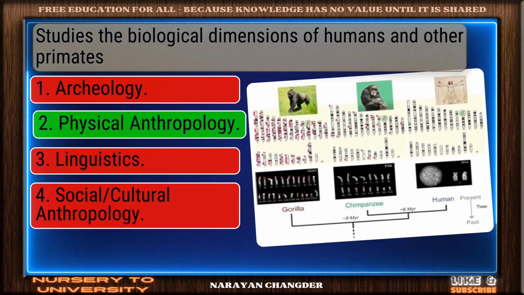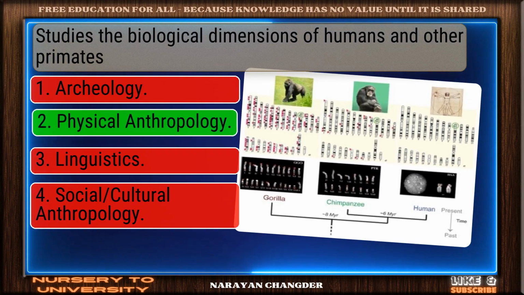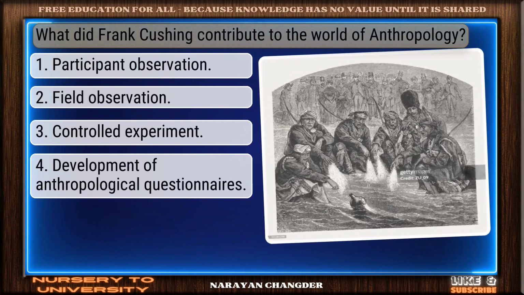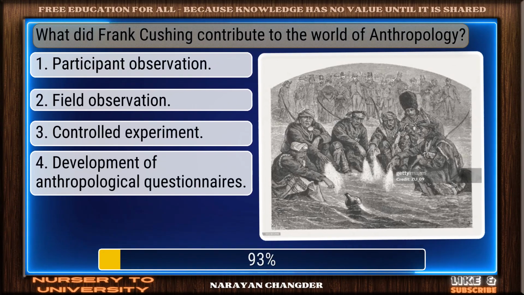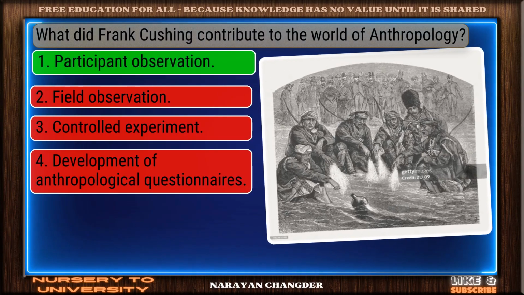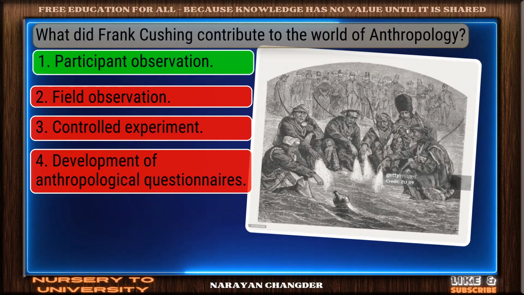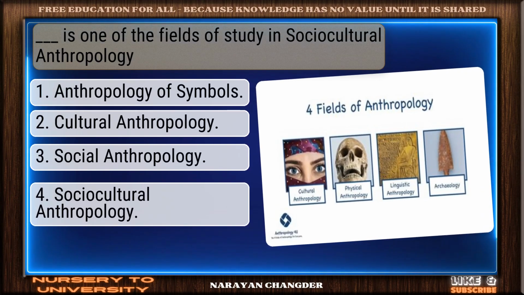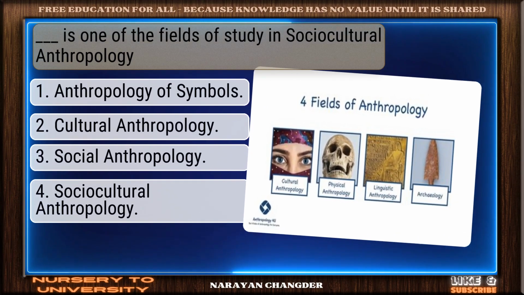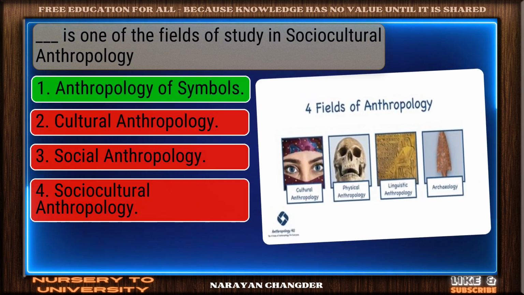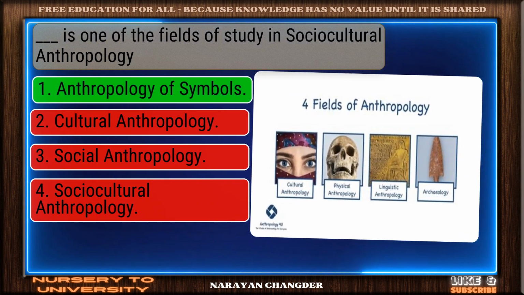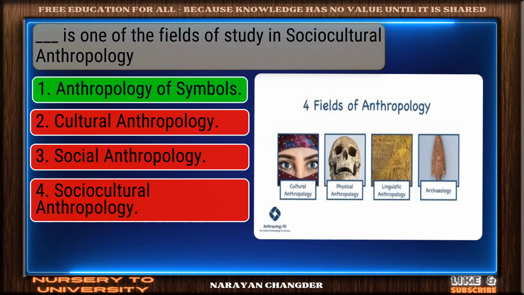Valid point. Physical anthropology is true. What did Frank Cushing contribute to the world of anthropology? Smart pick. Participant observation is the correct choice. Dash is one of the fields of study in sociocultural anthropology. Excellent. Anthropology of symbols is a brilliant choice.